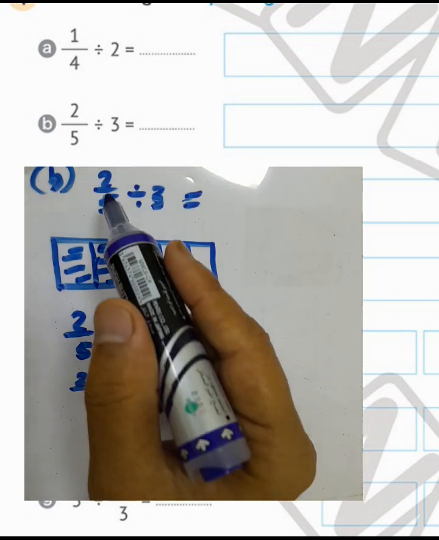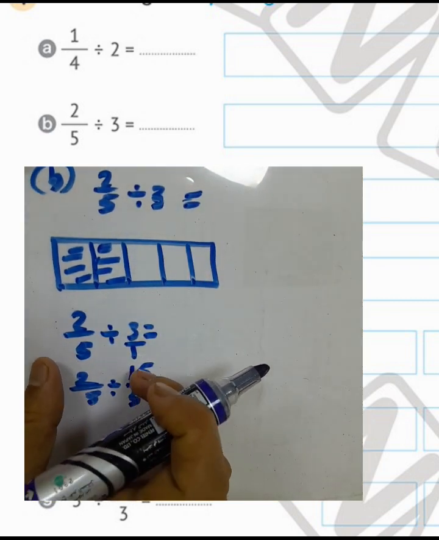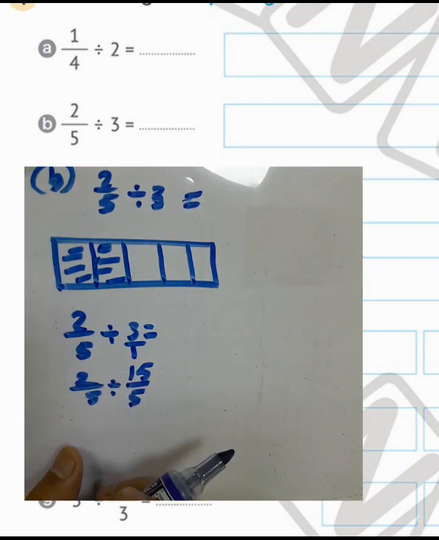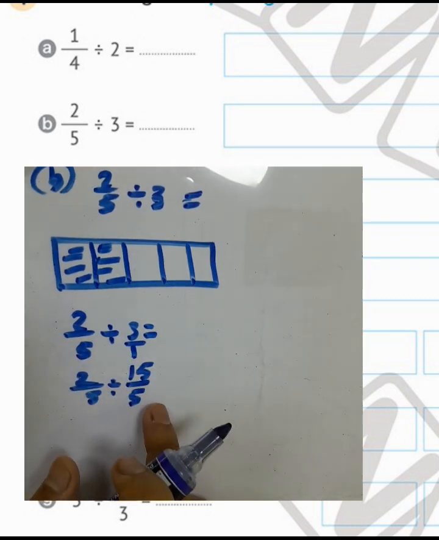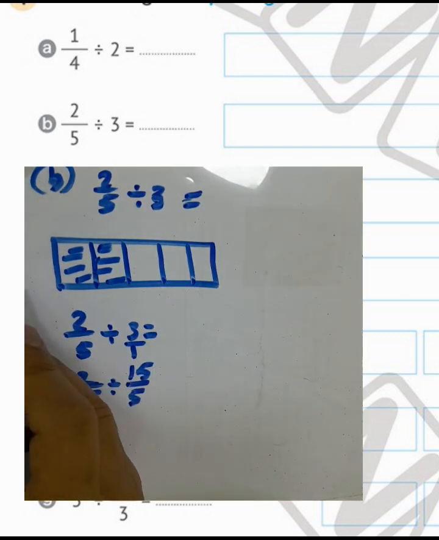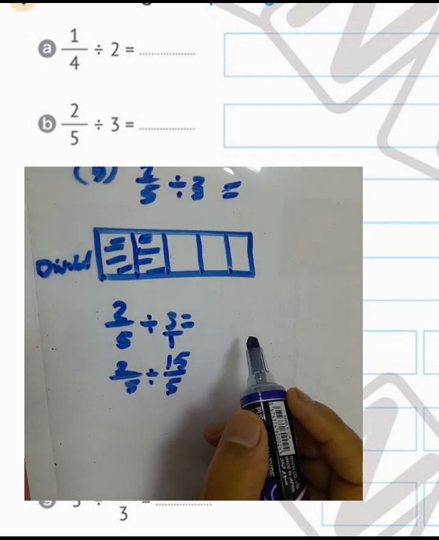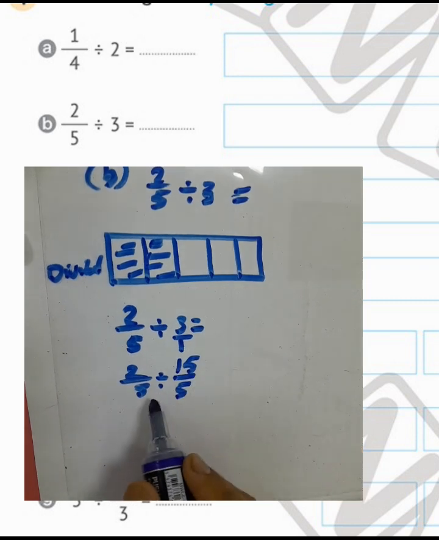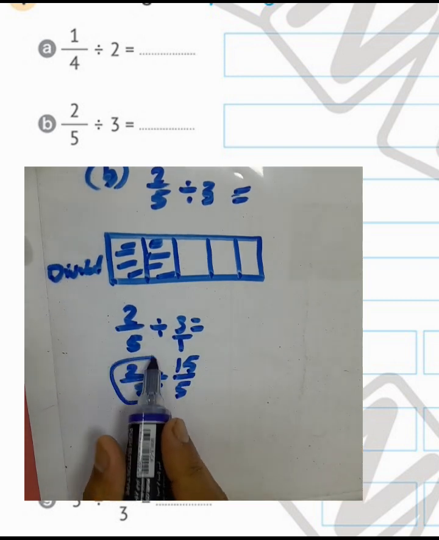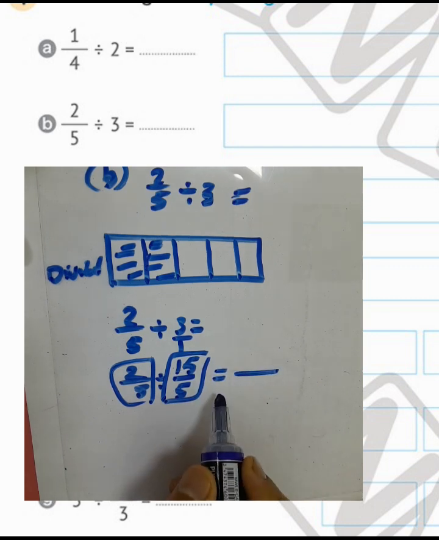Okay, 2/5 divided by 3. First step, write the least common multiple between the two denominators. It will be 5. 1 times 5 equals 5. 5 times 3 equals 15. And then write the number of colored parts in the dividend, and we will draw a new tape for the divisor. We call it the dividend, and 15/5 is the divisor. We want to find the quotient.